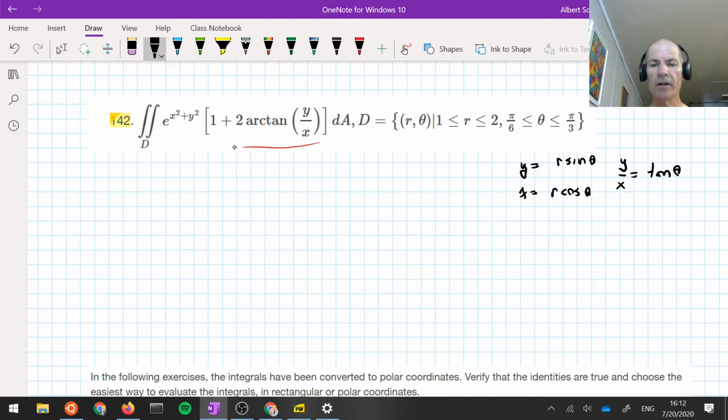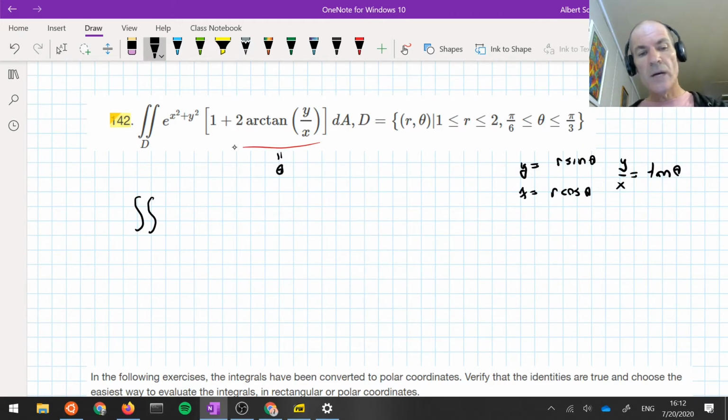So in polar coordinates, y over x is just the tangent of theta, and taking the arctan, the inverse of the tangent, we end up here with just theta. So as scary as that looks, it simplifies quite nicely. All right, let's build the rest of this double integral.